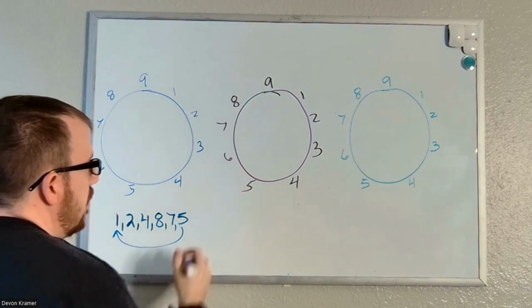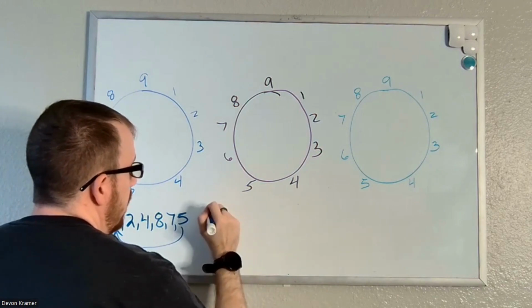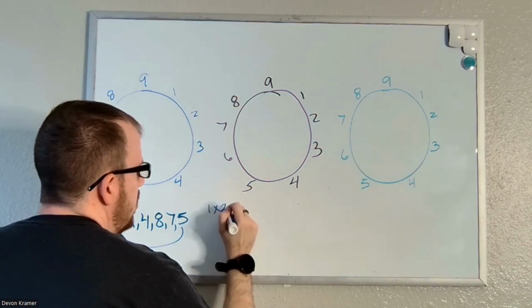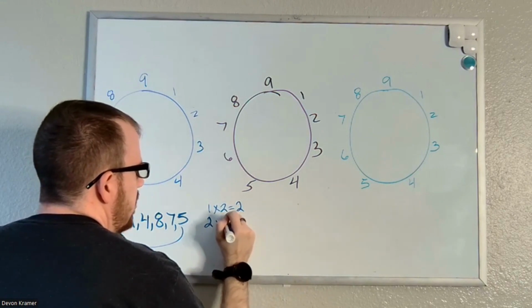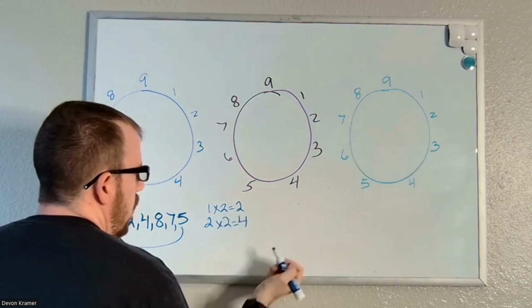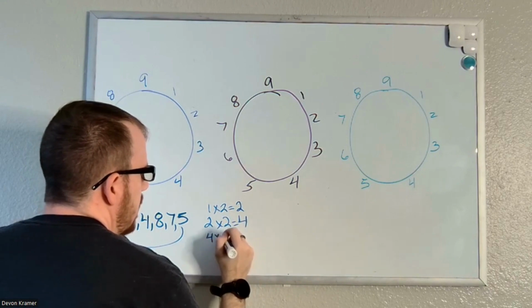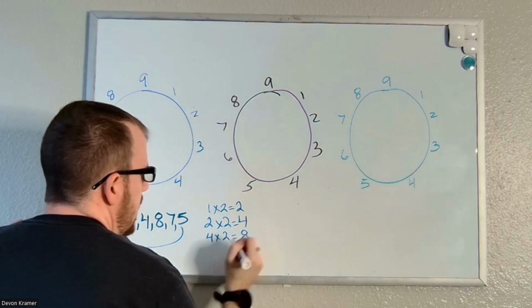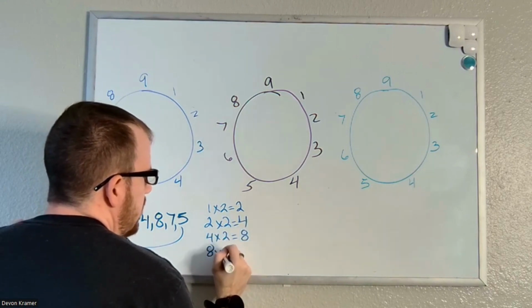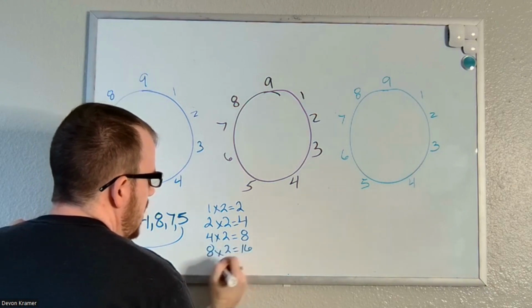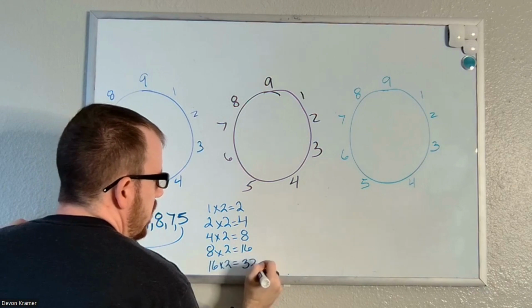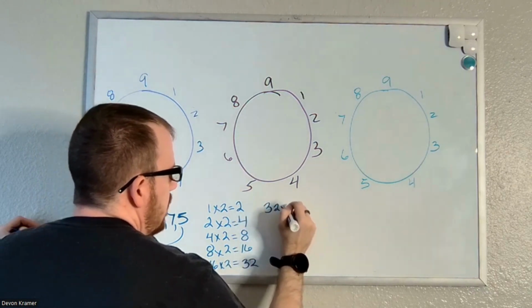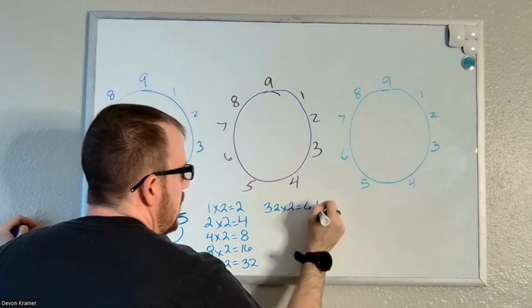Now you can find this by basic doubling. It's very simple. If you take 1 times 2, you end up with 2. 2 times 2 gives you 4. 4 times 2 gives you 8. 8 times 2 gives you 16. 16 times 2 gives you 32. 32 times 2 gives you 64.